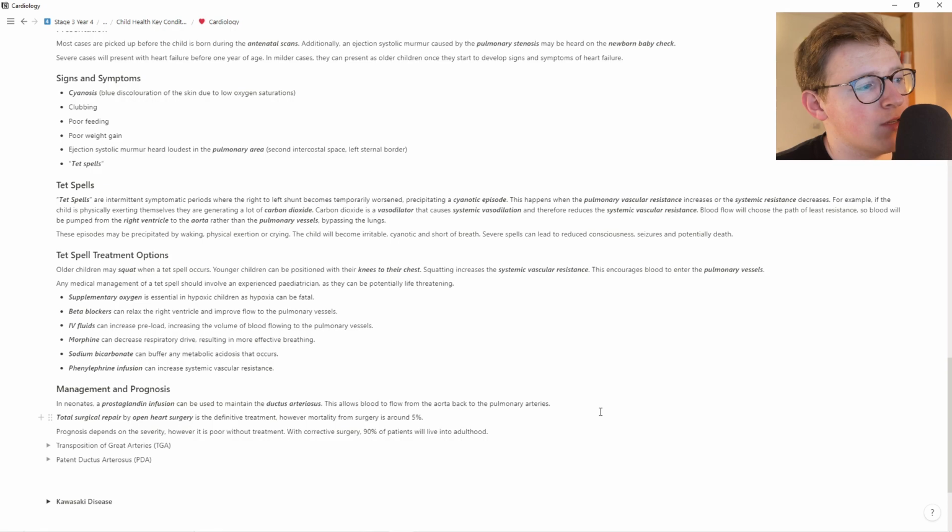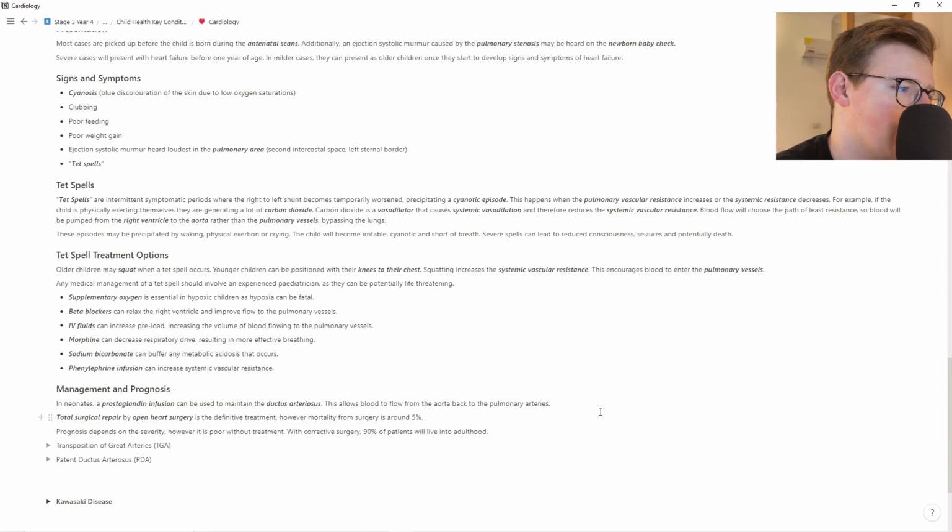Management and prognosis in neonates, so newborns: prostaglandin infusion can be used to maintain the ductus arteriosus, so that would kind of reverse the system in a way, which is kind of interesting, allowing blood to flow from the aorta back to the pulmonary arteries. That's really interesting. Generally, a patent ductus arteriosus is a condition in itself, but in this sense, they act against each other.